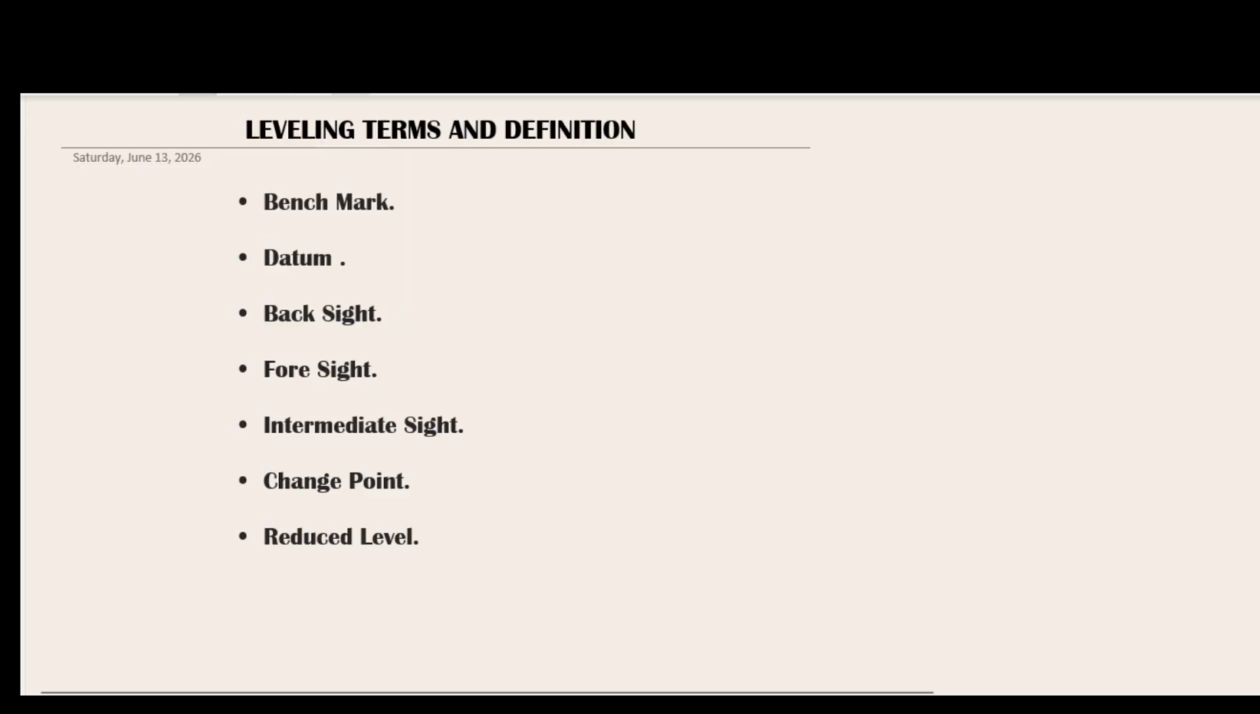Okay, now we have the first term, benchmark, the second term, datum, backsight, foresight, intermediate sight, change point, reduced level. So we're going to be looking at all these points here. We're going to be looking at everything here, right?